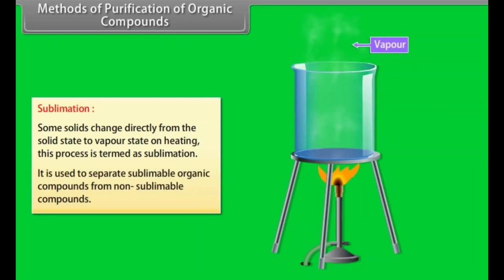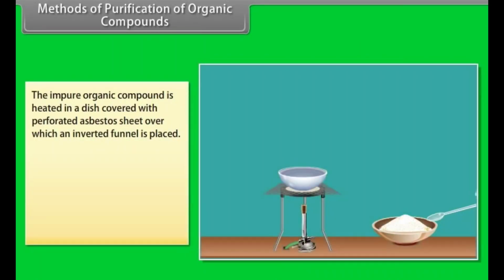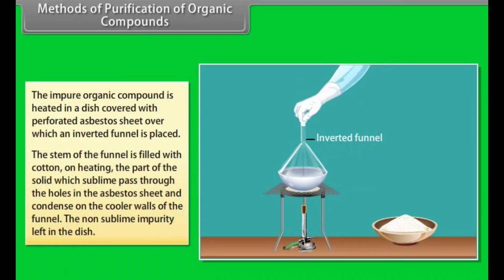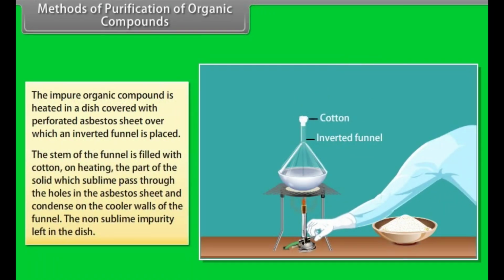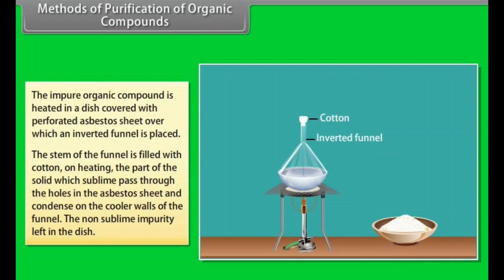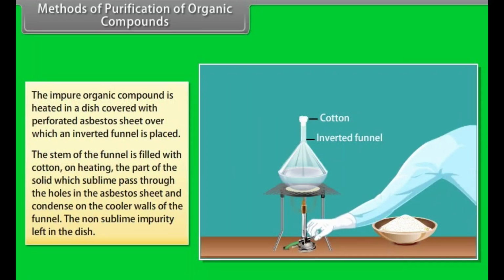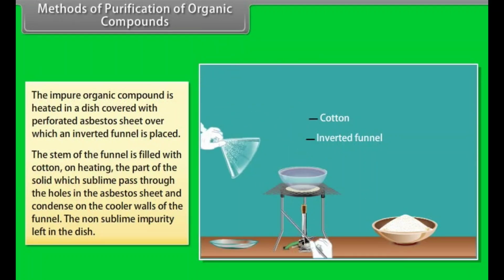It is used to separate sublimable organic compounds from non-sublimable compounds. The impure organic compound is heated in a dish covered with perforated asbestos sheet over which an inverted funnel is placed. The stem of the funnel is filled with cotton, and on heating, the part of the solid which sublimes passes through the holes in the asbestos sheet and condenses on the cooler walls of the funnel. The non-sublimable impurity remains in the dish.